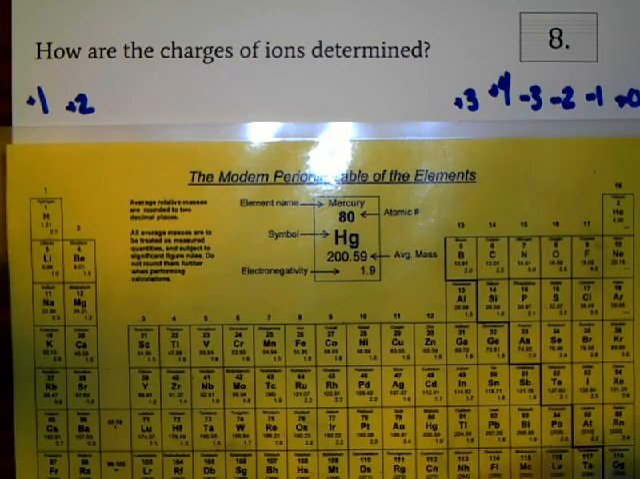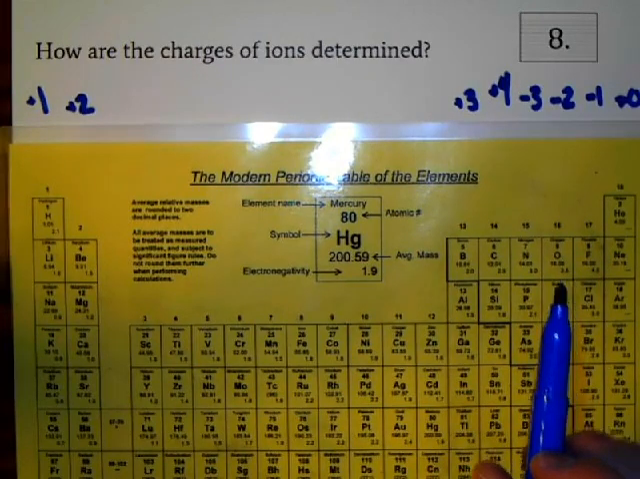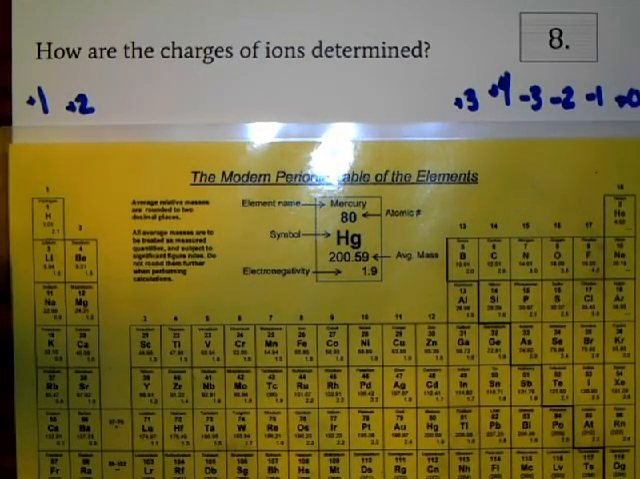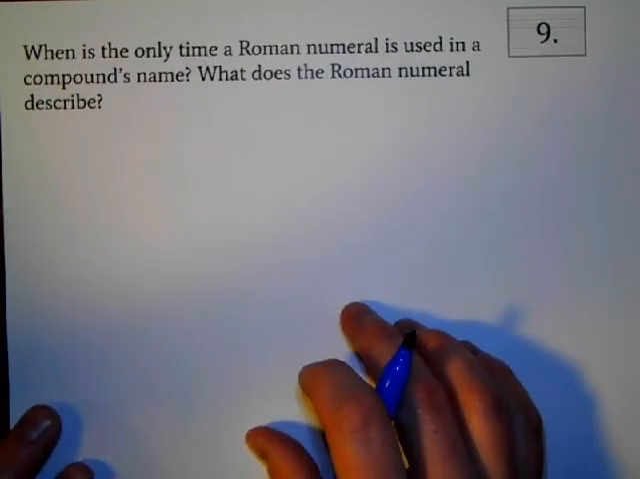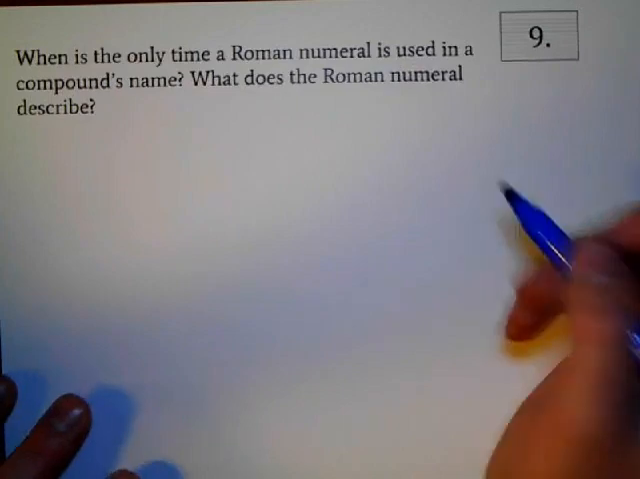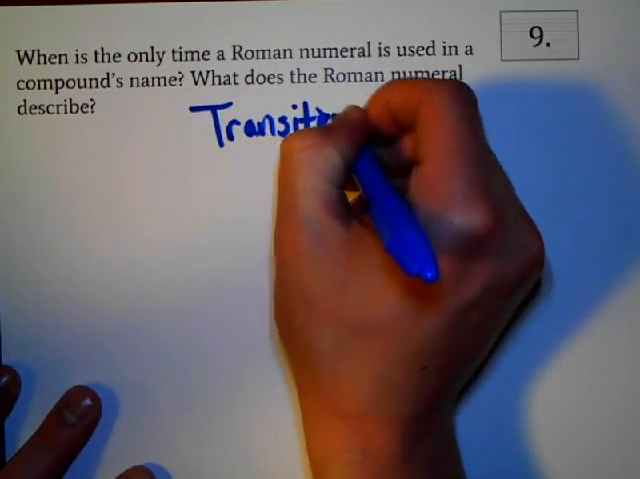So how are the charges of ions determined? It's going to be strictly based on what group they're in on the periodic table. It's as simple as that. So make sure you have that recorded. Now is the time for the transition metals. So we have Roman numerals here to identify charges of transition metals.